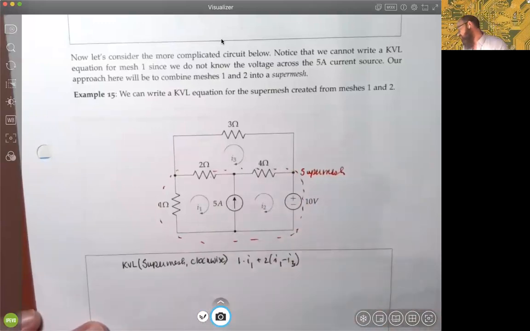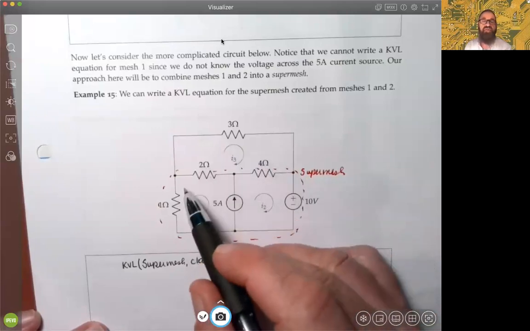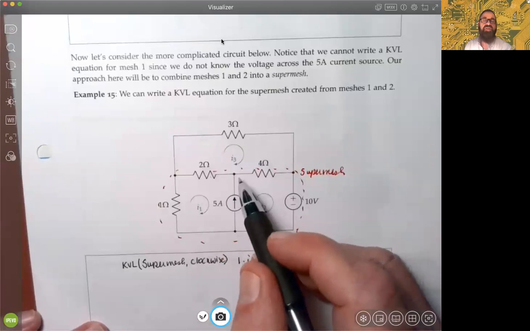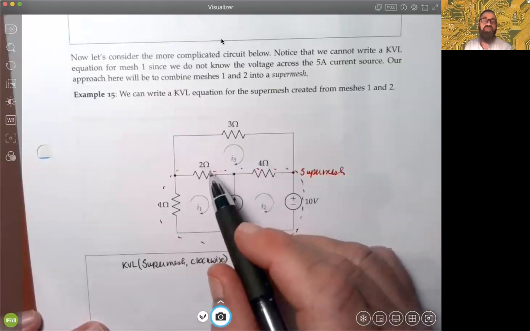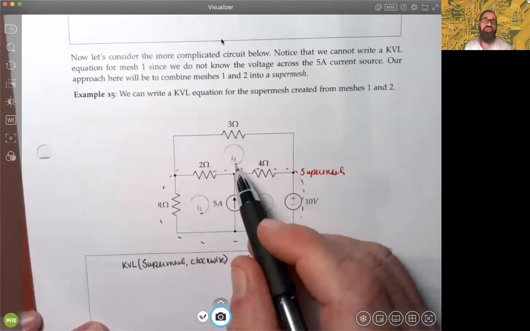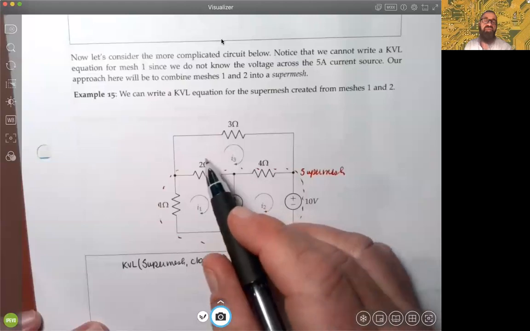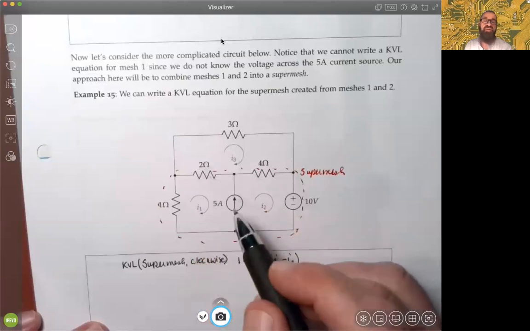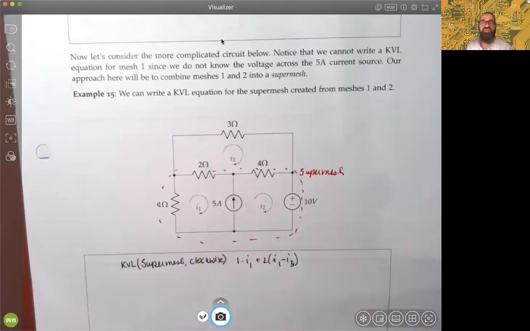And so if we had done KVL counterclockwise, it would be a different result, because then in this case we would be going in the direction of I3 and not I1. So it just reverses, and so the direction matters.